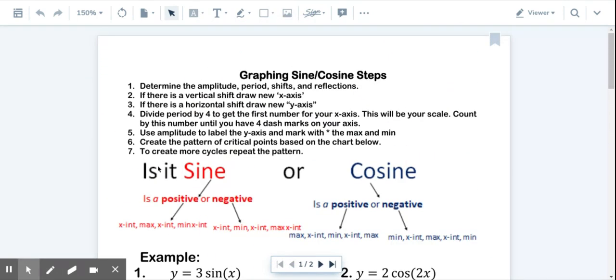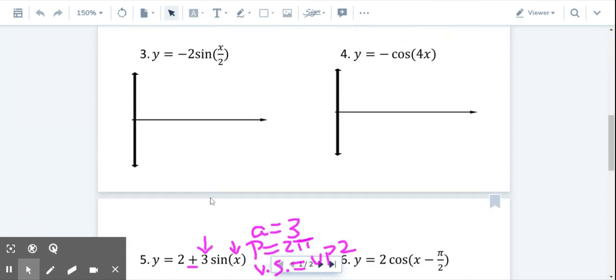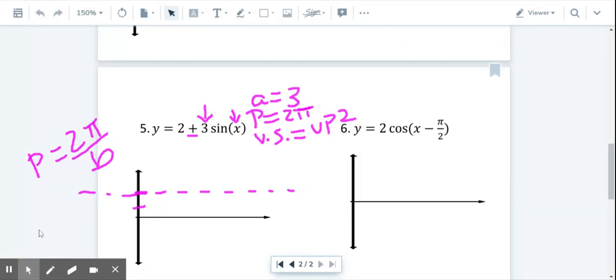So now we're going to follow through as normal. We don't have a horizontal shift, so we skipped step 3. So skip step 4. Divide the period by 4 to get the first number of your x-axis. So if we divide 2 pi by 4, that will give us our scale. So our scale is pi over 2. So pi over 2 is going to be what I label my x-axis with.